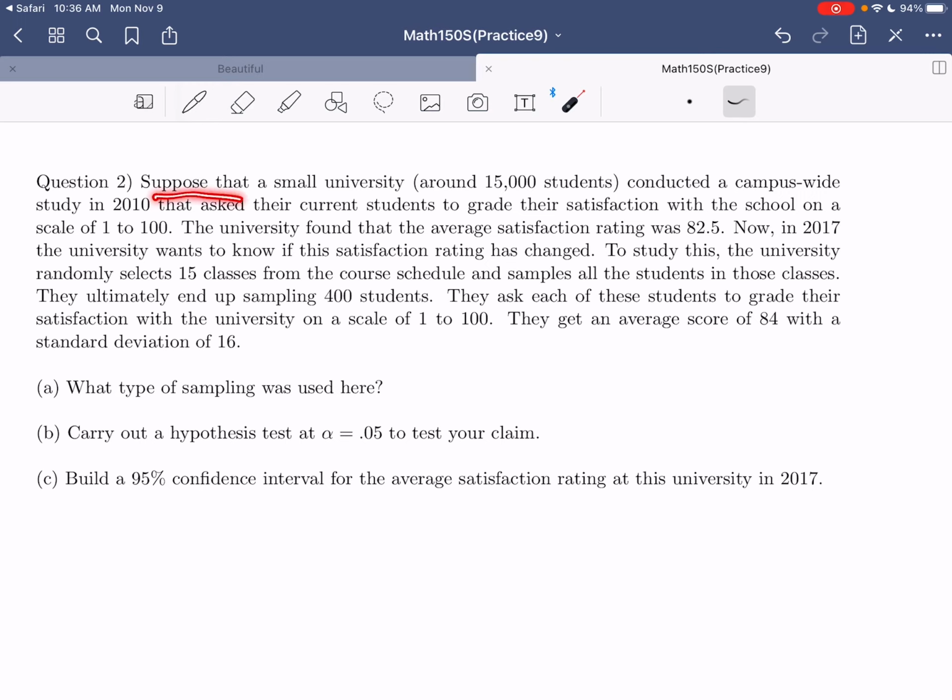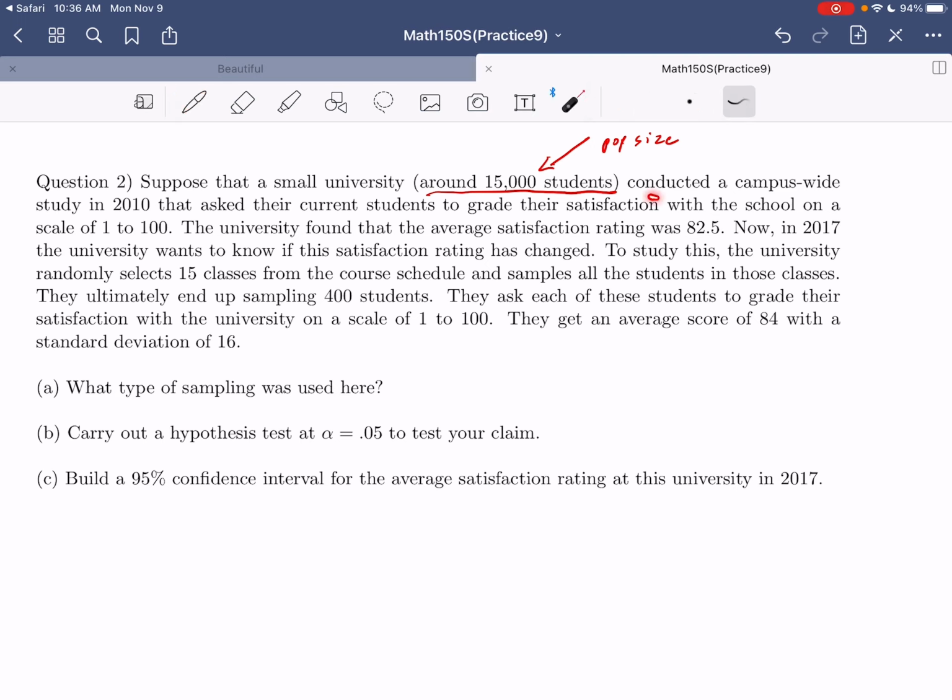So we're going to suppose that a small university has around 15,000 students. Why is this in here? Well, whenever you see something like that, you know that that's giving you the population size. Again, a lot of times we don't know the population size, but this is going to be one of those instances where we actually do.